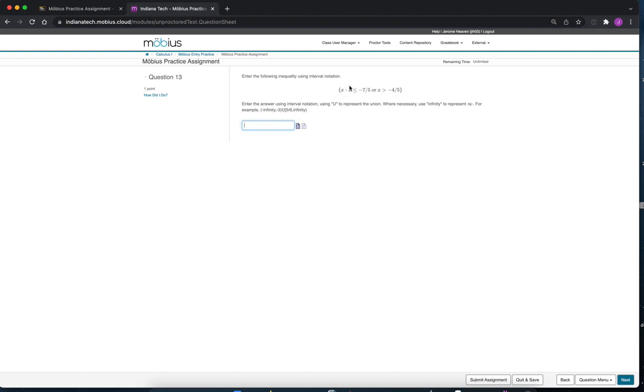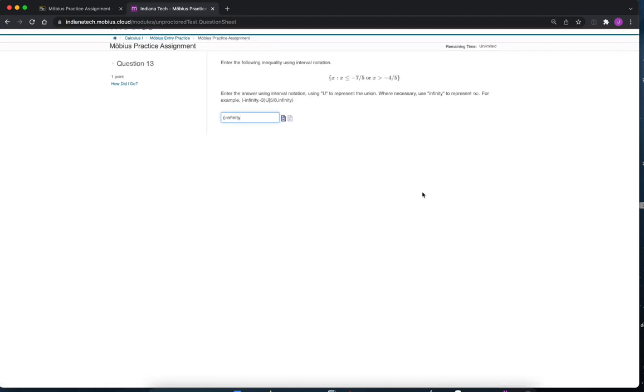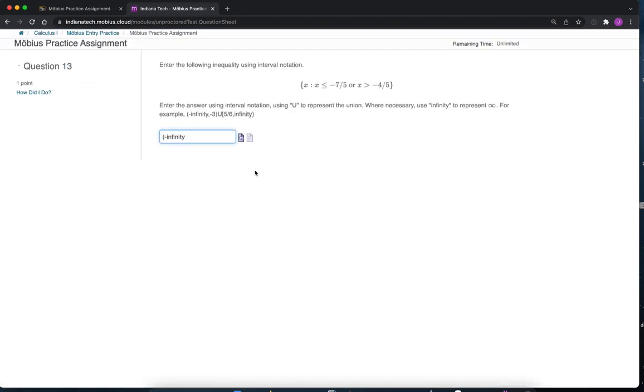So it turns out for this one, this part of the set, if you will, is all values of x less than or equal to -7/5. So to do that in interval notation, open parentheses, and then -infinity. We put a negative sign and then type in the word infinity like this. In fact, let me zoom in a little bit more so you can see it. So infinity, and then comma, and then -7/5.